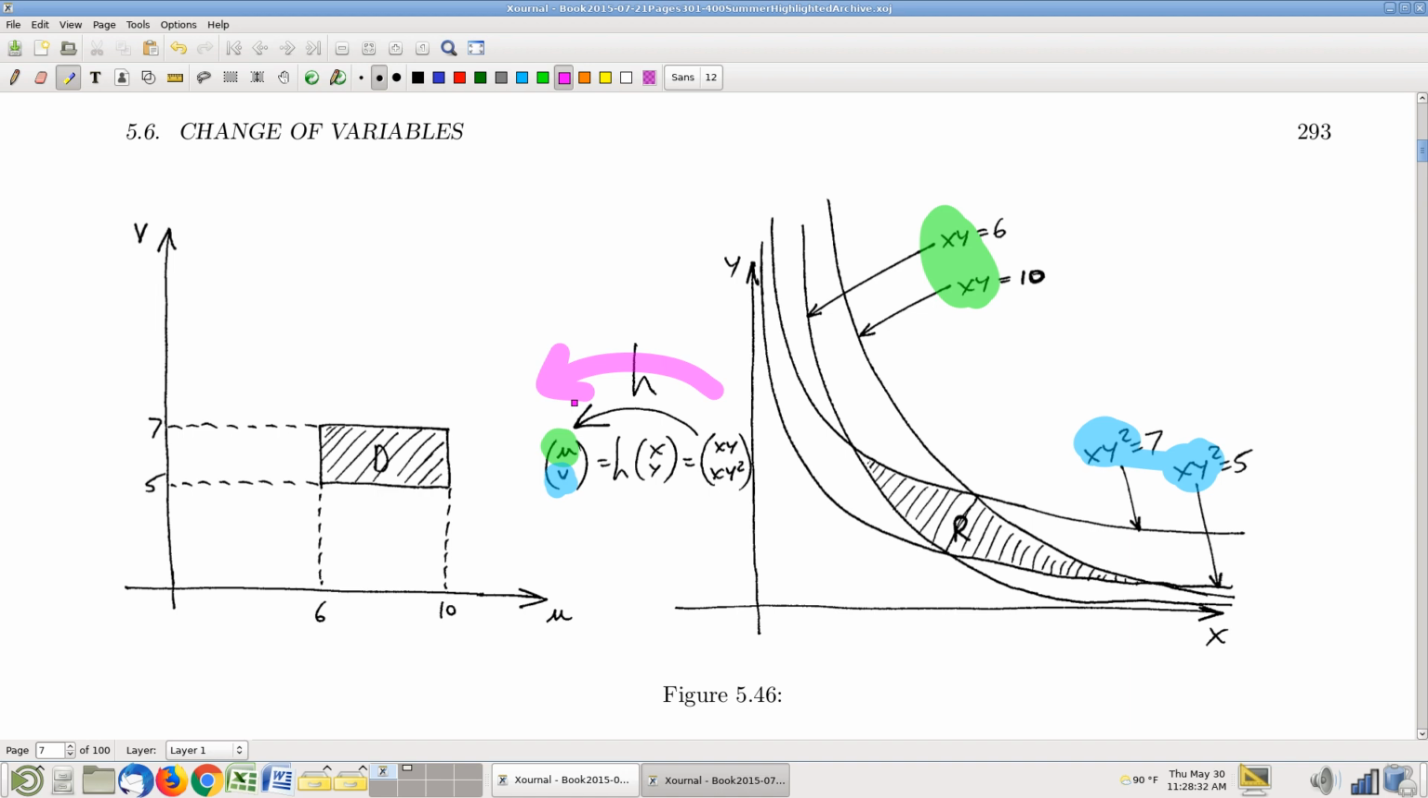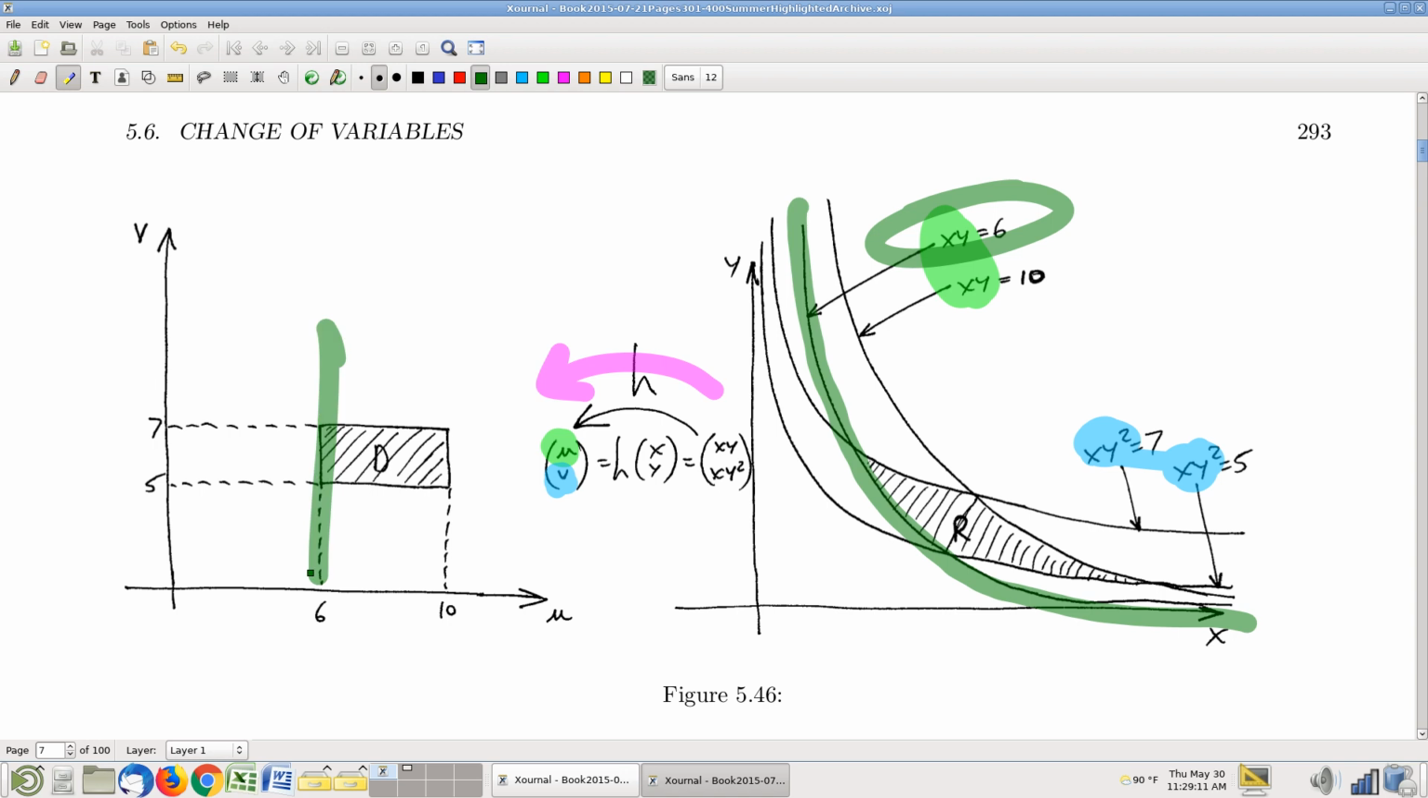Okay, so more details. What is this new domain over here on the left? We ask. One at a time, I'm going to look at these curves and ask what do they look like on the left. This curve here has equation xy equals 6. When I push that by this h function, when I push it over into the UV plane, what does xy equals 6 look like? Well, wait a second. xy is u. So this becomes u equals 6. Which is that straight line.